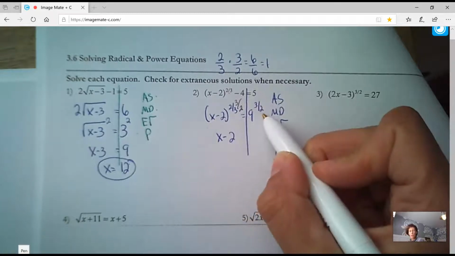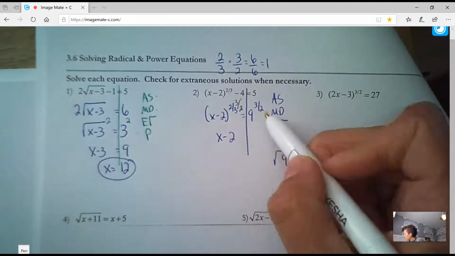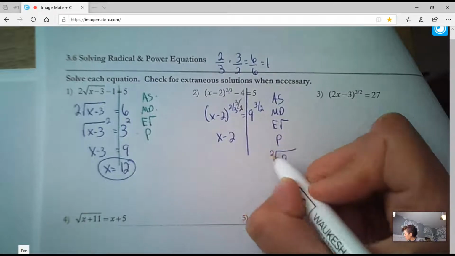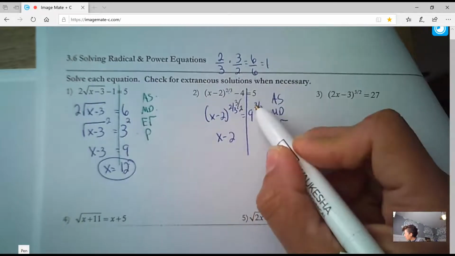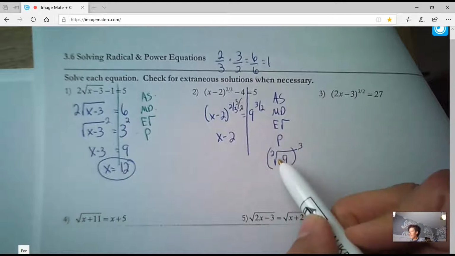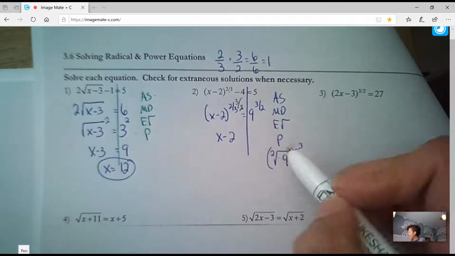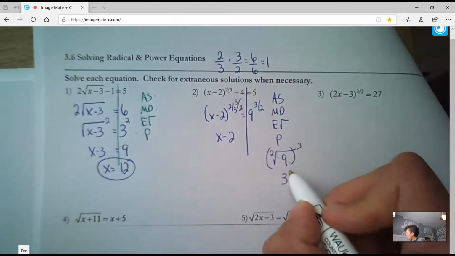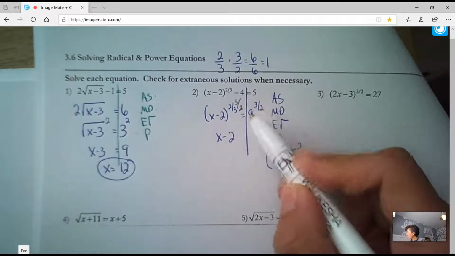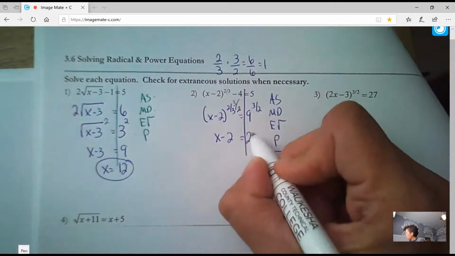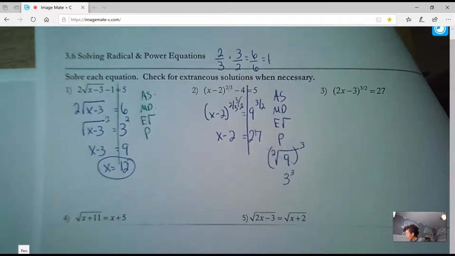So I can rewrite this as a radical. And again, the denominator becomes the little index number, and then the numerator becomes the exponent. And what will happen is I'll take the square root of 9, which is 3, and then I'll just cube that 3. So this becomes 27, and you can always type that in your calculator. You get 27. I'm going to type this in first.